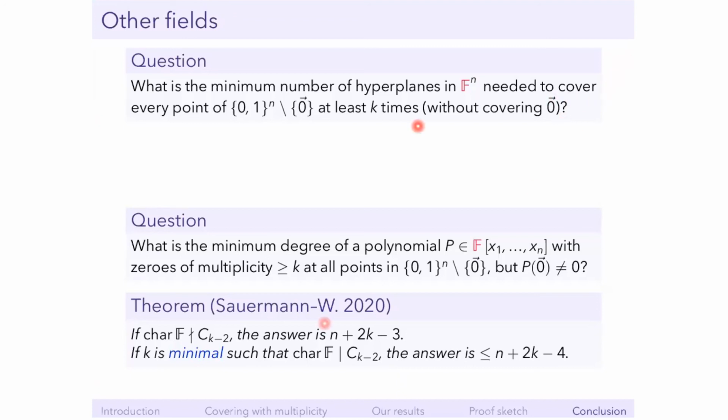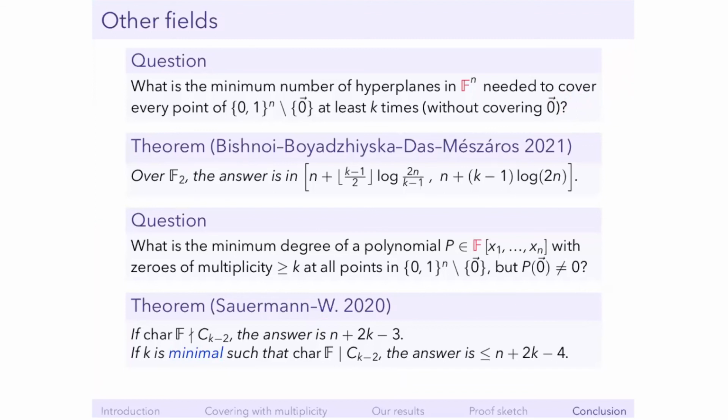And what about the hyperplane question? So there was a recent paper by Bishnoi, Boyadzhiyska, Das and Mészáros that came out just a couple of months ago, where they study actually a number of questions of this sort of hyperplane covering questions over F2. And so I've just written one of their theorems here. But what they're able to show is that for this question of covering every point at least k times while not covering the origin at all, the answer is somewhere in this interval. The thing to notice is that this is of the form n plus a constant times k times log n. Both the lower and the upper bound are of that form.